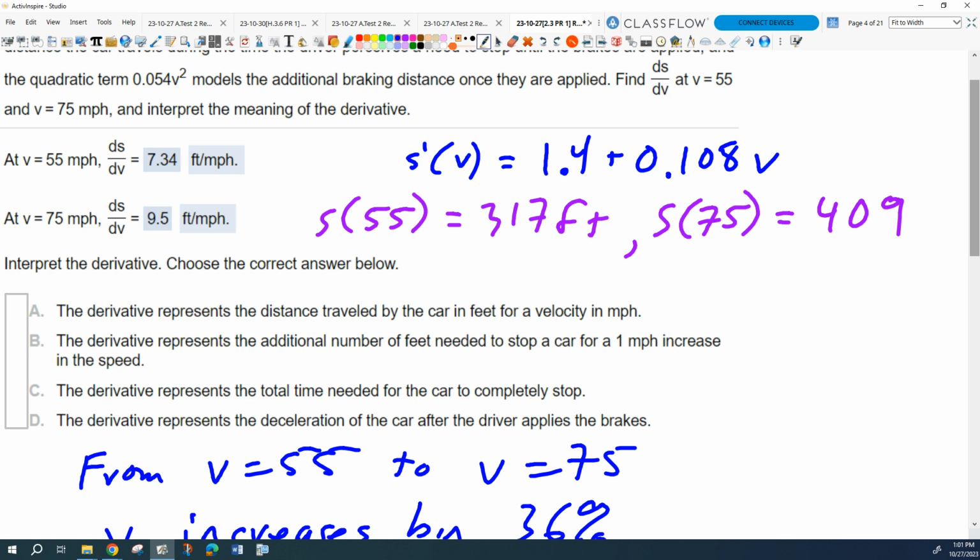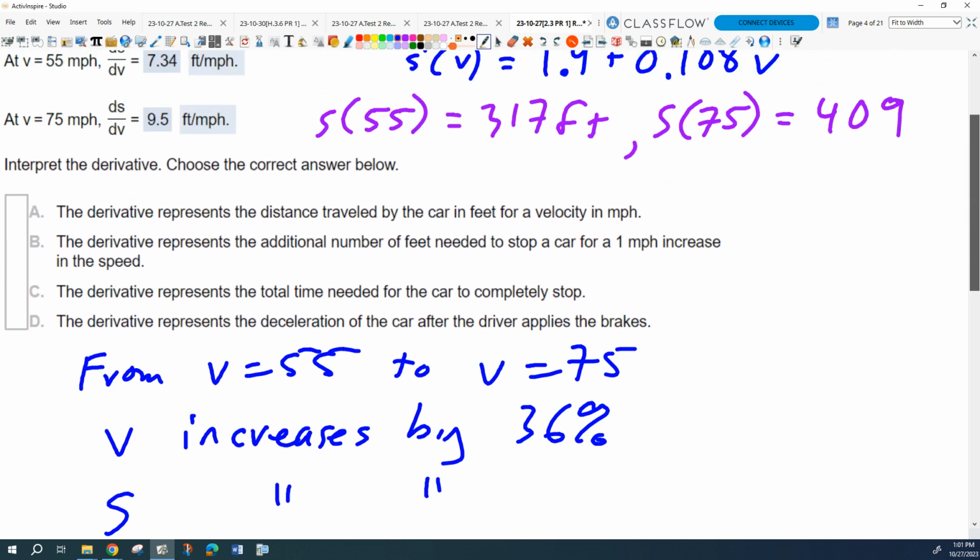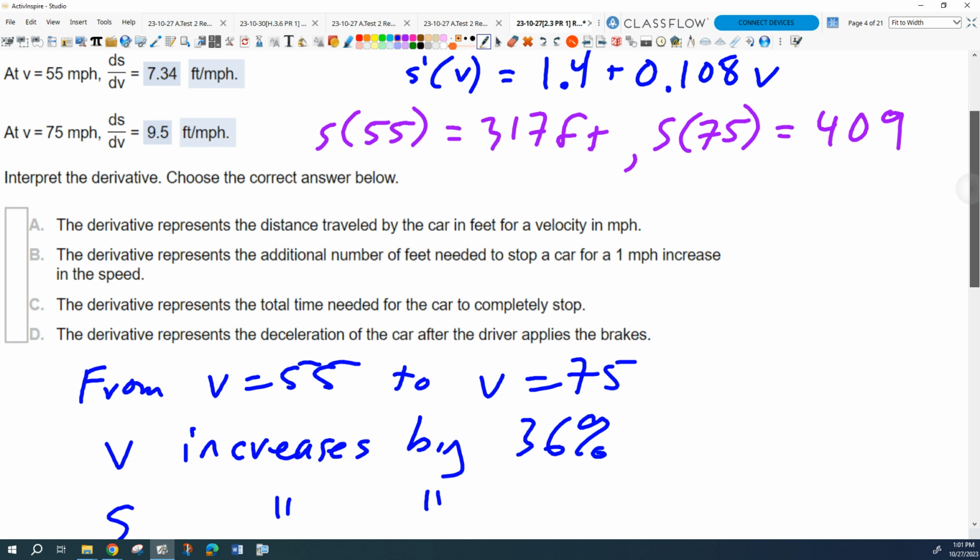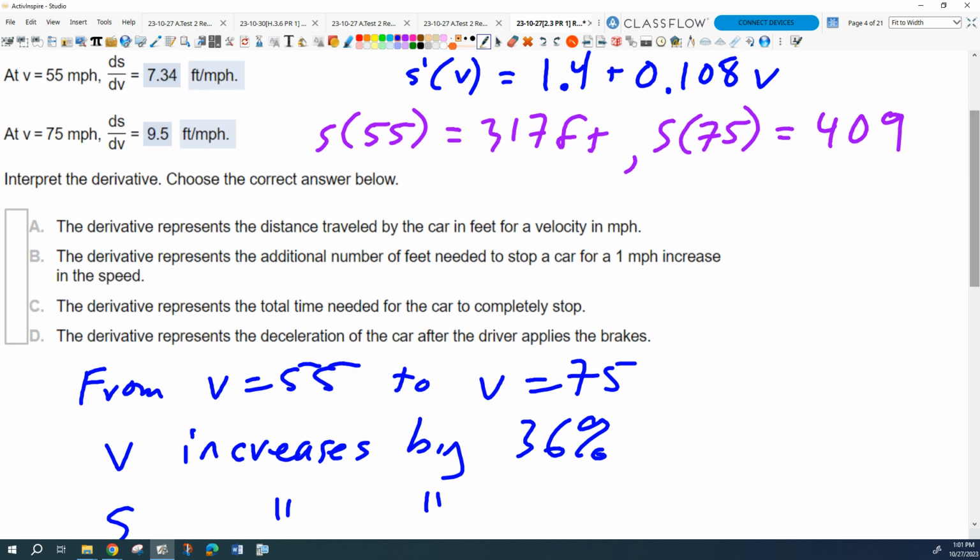409 divided by 317? Or 317 divided by 409? No, 409 divided by 317. Is that really 1.2? Oh, never mind. No, that's right. What the heck? Stopping distance. This is really goofy. Something's not right here.